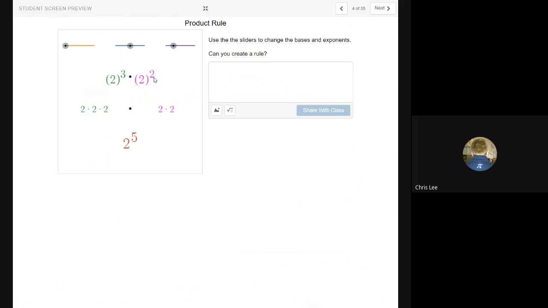Does this rule hold true? So Ashton's told us that we're adding the exponents. What if I change this exponent to a 4? Does it still work?